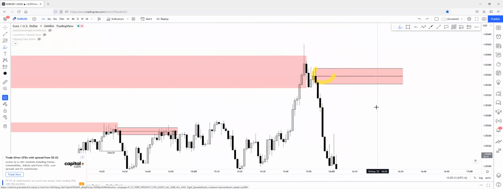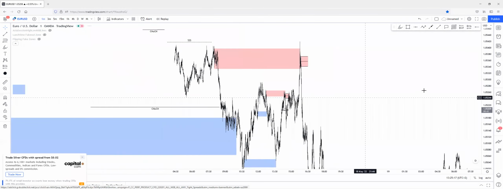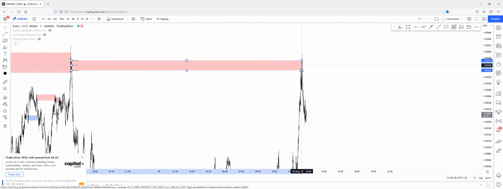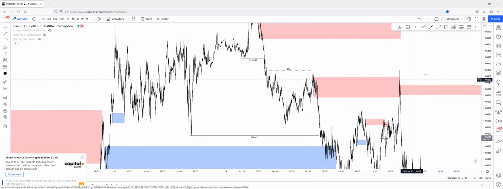But the mitigation of this supply zone hasn't happened at that time. So it hasn't happened in the session. But right now, the mitigation of this supply zone has happened, as you can see. And this proves that this supply zone is still pretty strong.